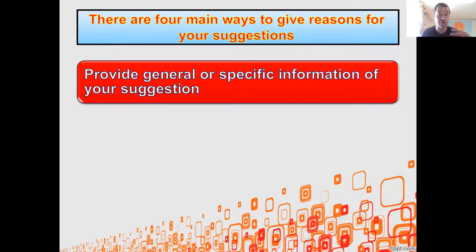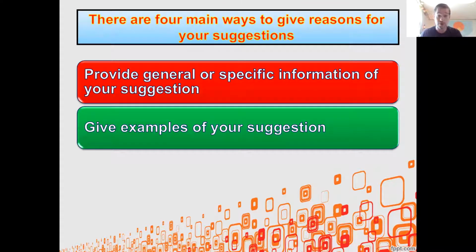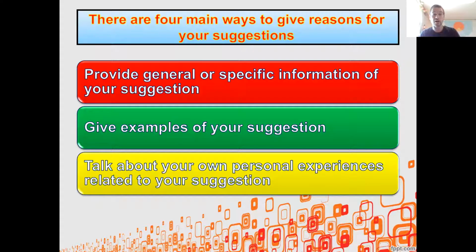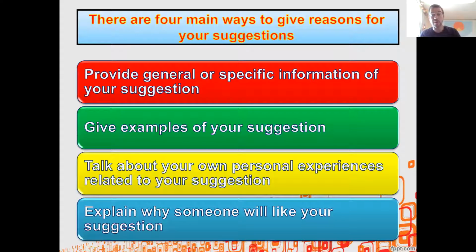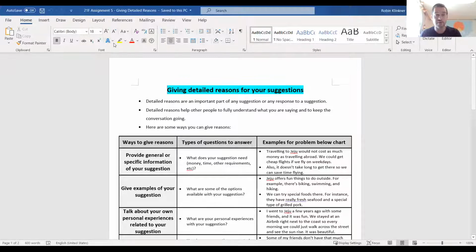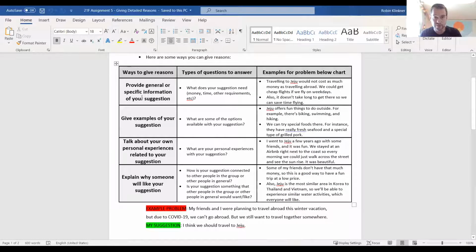First, you can provide general or specific information of your suggestion. 2, you can give examples of your suggestion. 3, you can talk about your own personal experiences related to your suggestion. 4, you can explain why someone else will like your suggestion. And these 4 ways to give reasons for your suggestion are in the front page of assignment 5. These 4 things right here. And here's the example problem we talked about with winter vacation, traveling to Jeju.